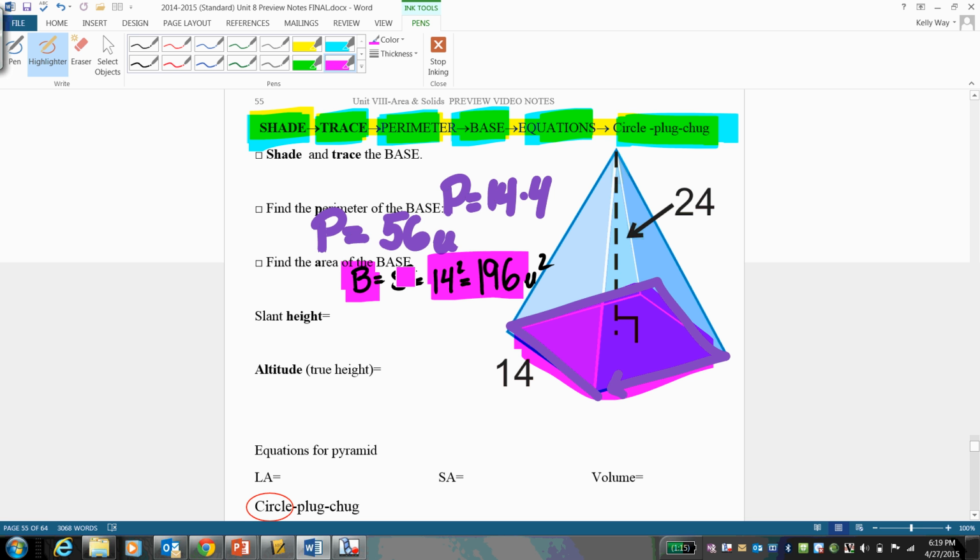Now we have to do 2 different heights here. Our true height, also known as our altitude, it's 24. And we always use the variable h for that. So h equals 24.